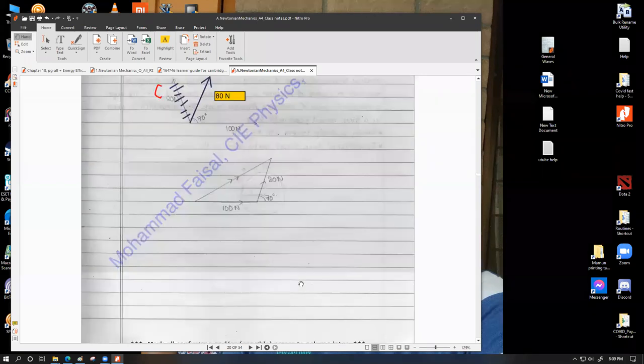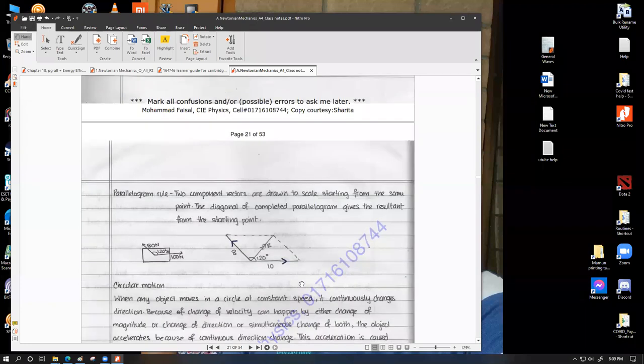That's the triangle rule. Vice versa, we can go for a parallelogram rule where we once again have two different forces. Let's say over here we have 100 Newton and 80 Newton. And for the case of the parallelogram rule, two component vectors are drawn to scale starting from the same point. That's the difference. So the two component vectors are drawn to scale starting from the same point. The diagonal of the completed parallelogram gives the resultant from the starting point.